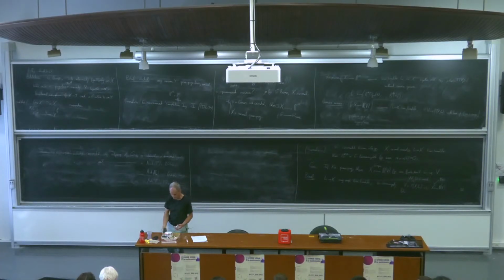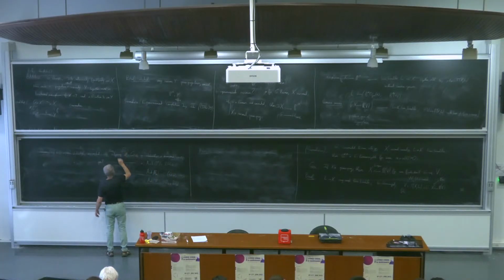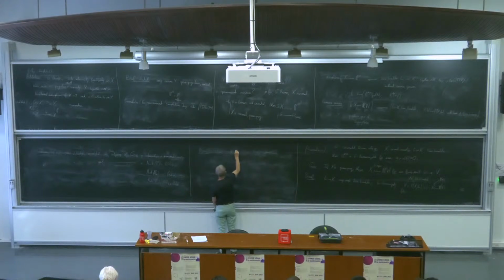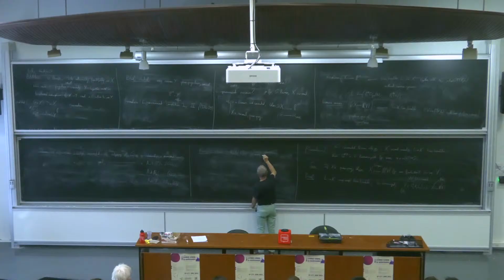Okay, so how does this work? You consider your group G. And using Weil's regularization theorem, you put it in the automorphism group of S for some projective rational surface.